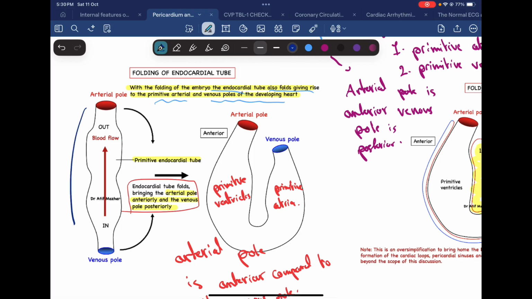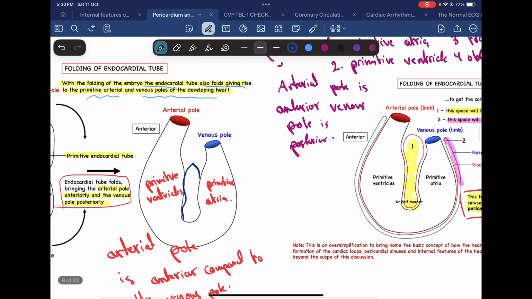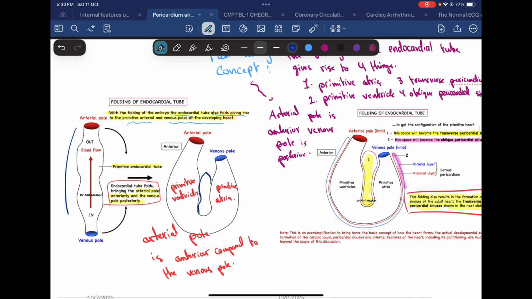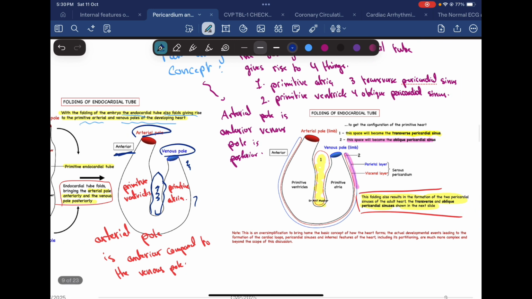It folds, all right? The folding creates a space right here. That space is gonna be our transverse sinus, okay? So this space right here, that is the transverse pericardial sinus. And the oblique one is gonna be about around it. It's almost right here in this space, okay? You have to know that the arterial pole is more anterior compared to the venous one.